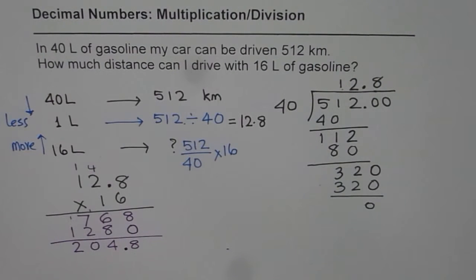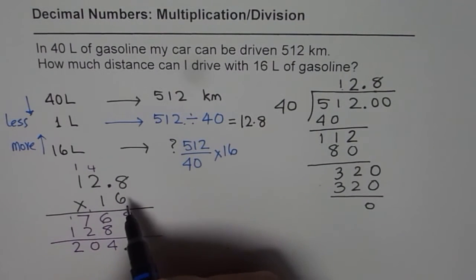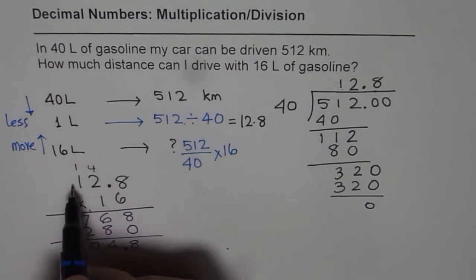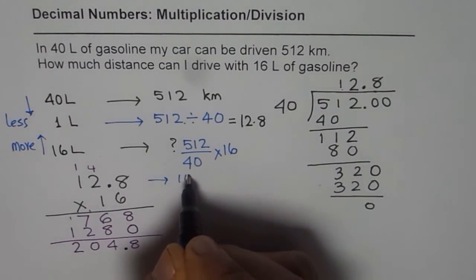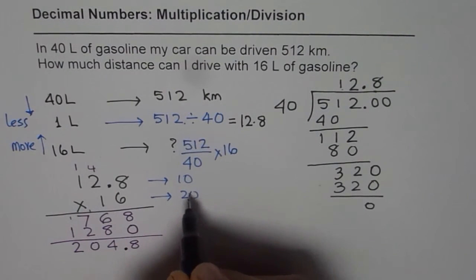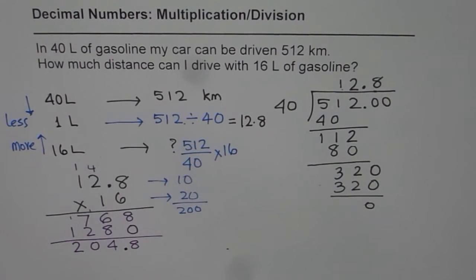What we can do is we can kind of estimate the answer. How? So what we will do is we'll estimate by rounding these numbers. 12.8, we can say, well, 12, let us round to tens, the whole numbers, right? So we can round this to 10 and we'll round this number to 20. If I multiply 10 and 20, what do I get? I get 200. Not bad, right? So that is one way of estimating. Very gross estimate, but good for us. We have a very close answer, 204.